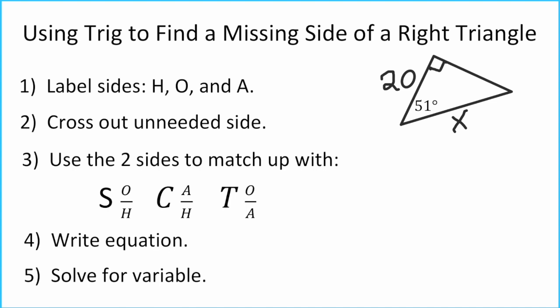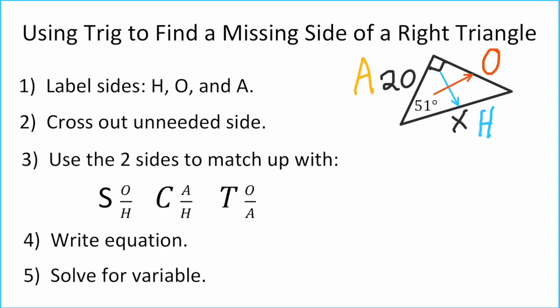Alright, let's take a look at the answer. So you have to label your sides. There's your hypotenuse. Across from the 51 degrees is your opposite side, and the 20 would be your adjacent side. In this one, we are not using the opposite, so you can cross it out.